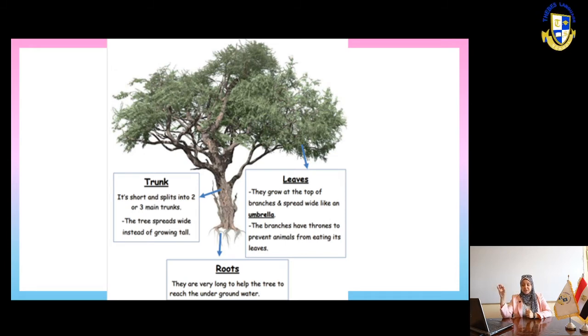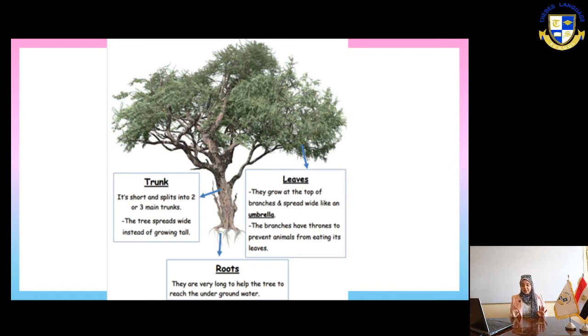The tree spreads wide instead of growing tall. So we should know that these trees are short trees. They're not tall trees like the ones that you see in the jungle or the forest. They are short, but they spread widely. They are wide, okay? As you can see in the picture here. This is the trunk. Now let's talk about the roots.